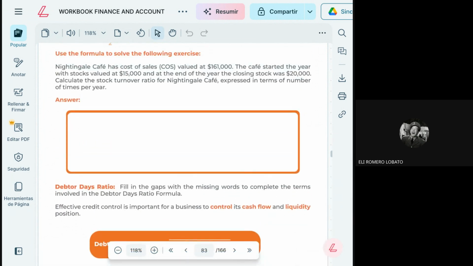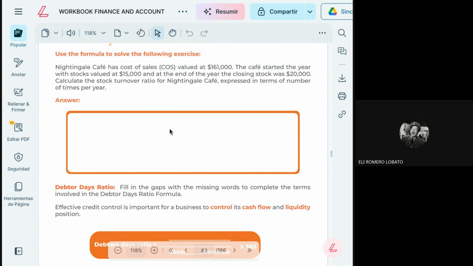Page 77. We got here using the formula to solve the following exercise. Nightingale Cafe has cost of sales value at $161,000. The cafe started the year with stocks value at $15,000, and at the end of the year, the closing stock was $20,000. Calculate the stock turnover ratio for Nightingale Cafe expressed in terms of number of times.